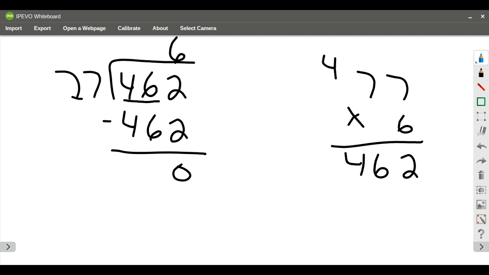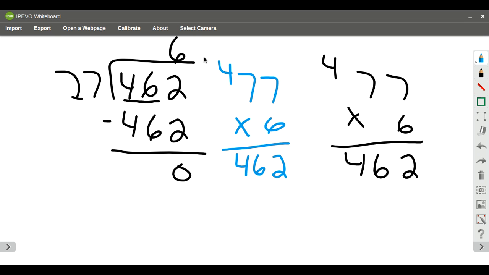Now I'm going to do my check. 77 times 6. Even though I already did multiplication over here, I'm going to do my check just to make sure I didn't make a math error somewhere. So 6 times 7 is 42. So I'm going to put down the 2. I'm going to regroup the 4. 6 times 7 is 42 plus 4 is 46. 462 is equal to 462.